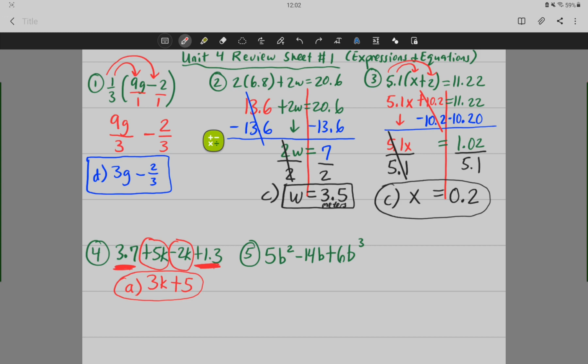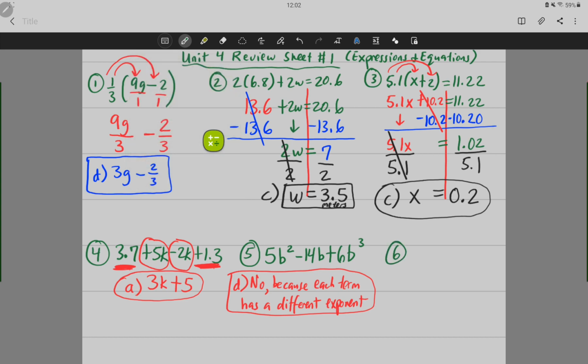We can't combine anything. So, correct answer for this is D, which says no, they're not like terms because each term has a different exponent. So we cannot combine them. So that's our answer.